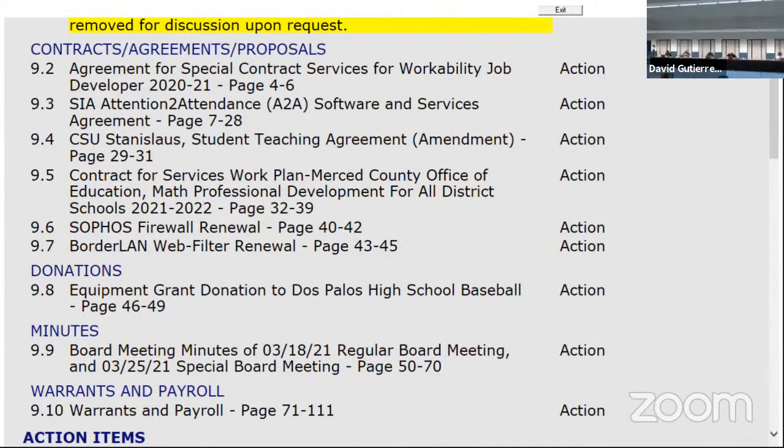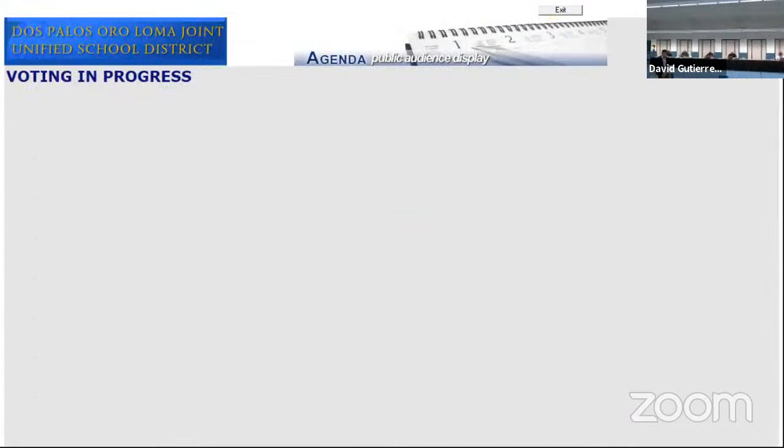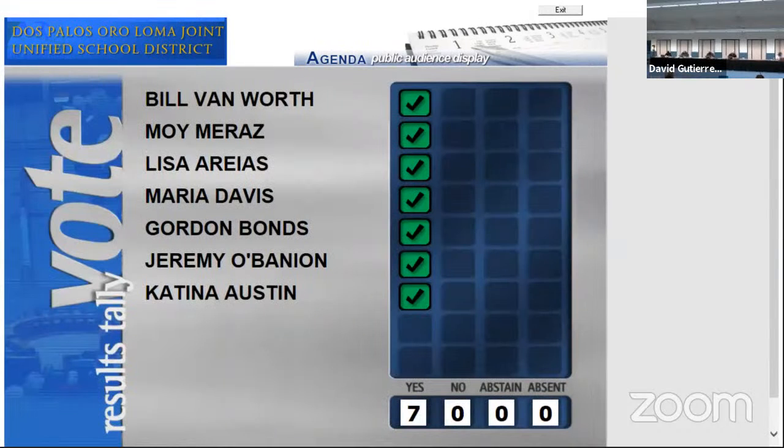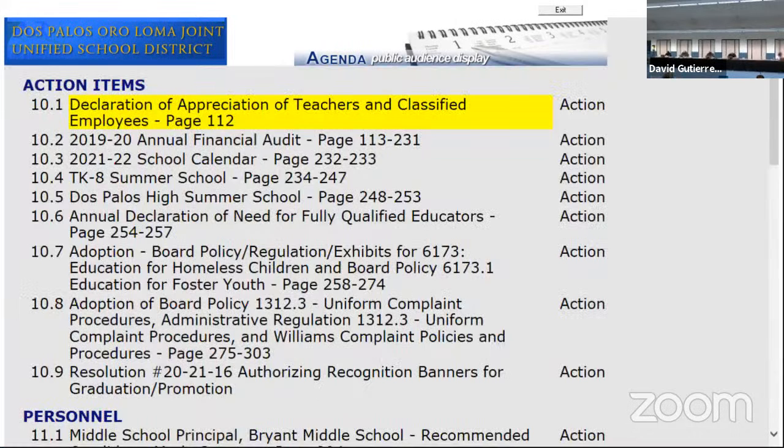Ms. Austin, are you comfortable with it? So we have a motion and a second. Information, so I'll call for the vote, please. That's passed. Action item 10.1, declaration of appreciation of teachers and classified employees.